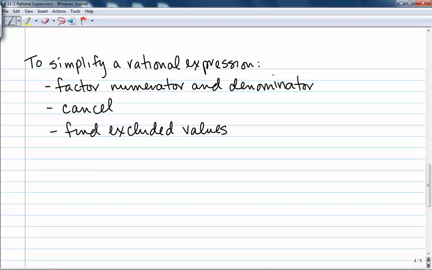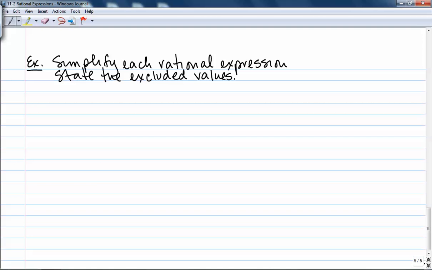Okay, let's take a look at several examples. Simplify each rational expression and then state the excluded values. So 32x to the 5th y squared over 4x y to the 7th. Okay, we're going to simplify this like we did back in, I think it was the beginning of chapter 8. I'm going to look at the numbers first. 32 on the top and a 4 on the bottom. Leaves me with an 8 on the top.